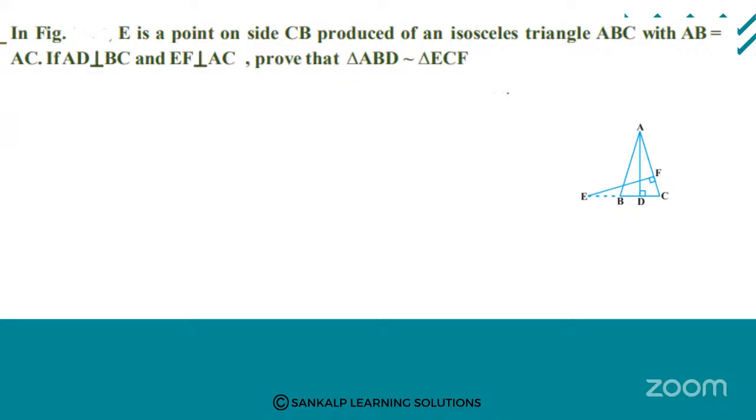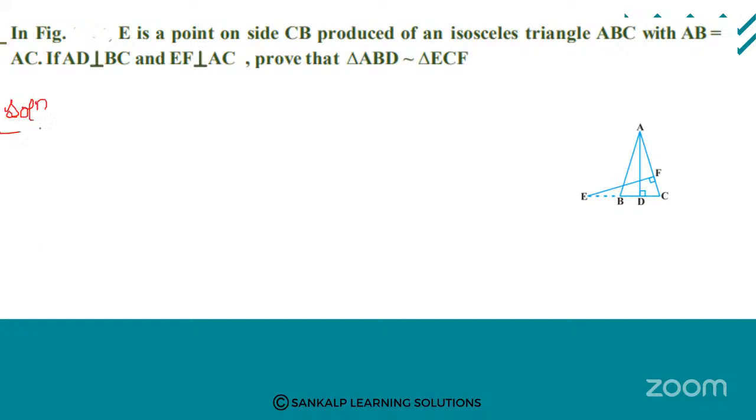In the figure, E is a point on side CB produced of an isosceles triangle ABC with AB equal to AC. If AD is perpendicular to BC and EF is perpendicular to AC, prove that ABD is similar to ECF. Okay. Which triangle have they given here? ABC is an isosceles triangle. So in an isosceles triangle, how many sides and how many angles are equal? Two sides and two angles are equal. Yes or no?